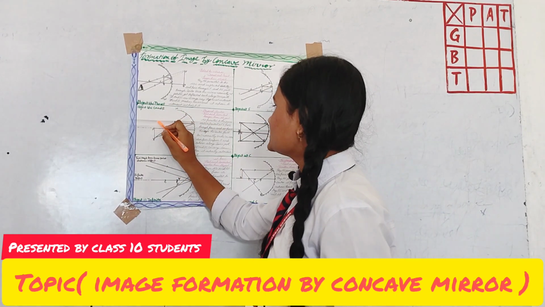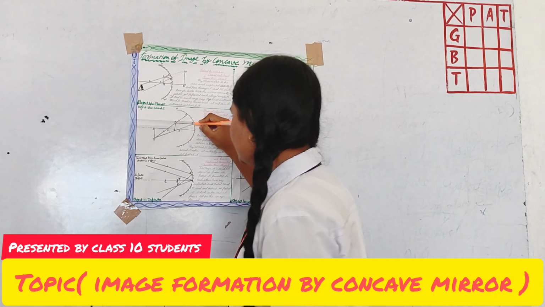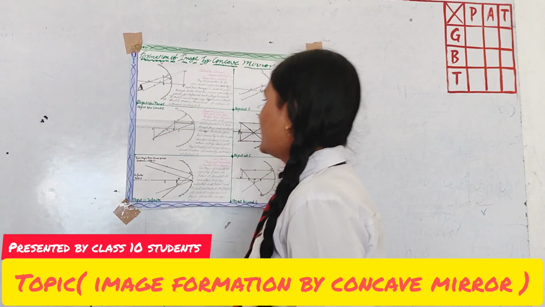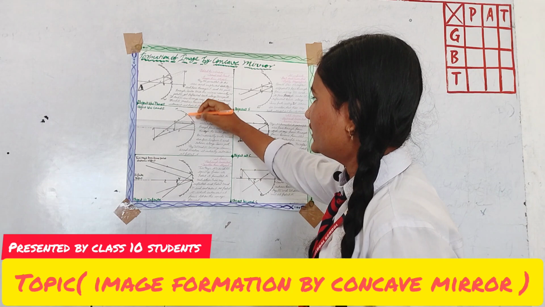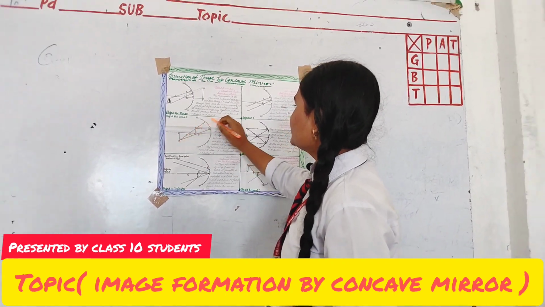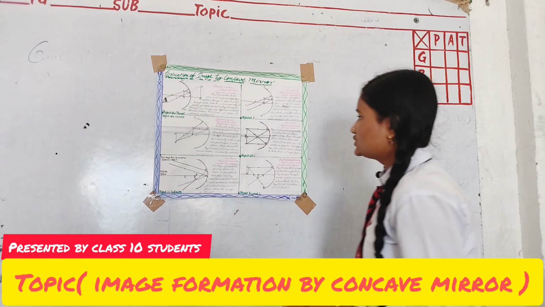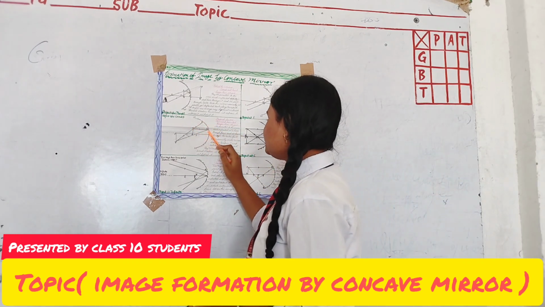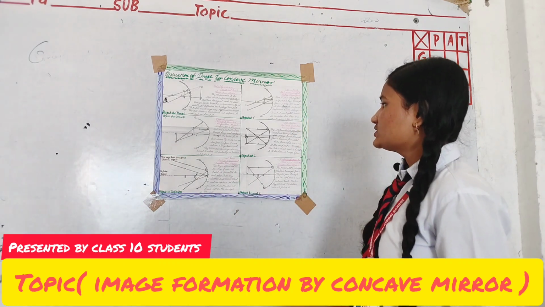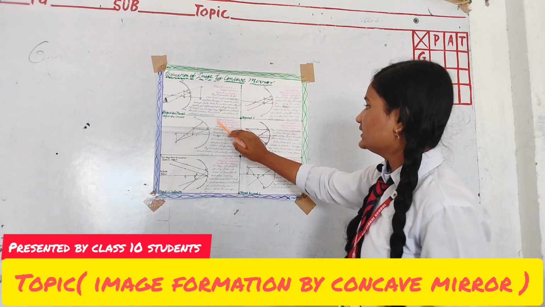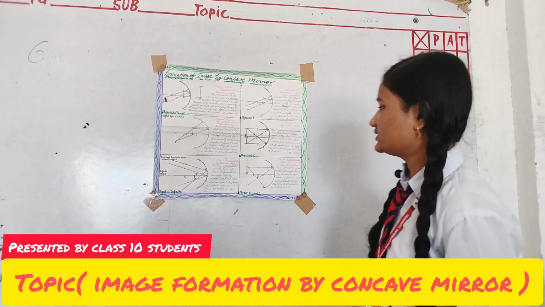And the third case is when the object is placed between the center of curvature and focus. The first ray of light, which is AD, is parallel to the principal axis and it reflects at point D and passes through the focus. And the second ray of light, which is AE, passes through the center of curvature and reflects at point E and bounces back along the same path. So we can see that these two rays, AE and FD, meet at point B dash where the image is formed. The image is formed beyond the center of curvature and it is real and inverted and larger than the object.